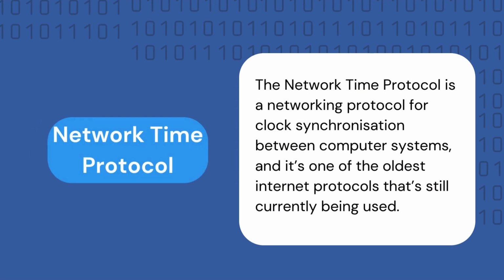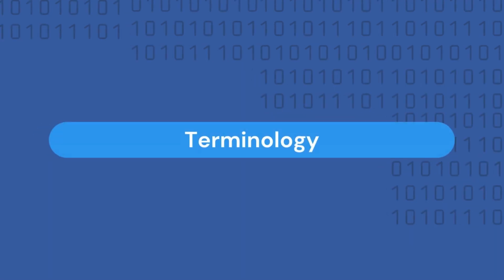The network time protocol is a networking protocol for clock synchronization between computer systems, and it is one of the oldest internet protocols that is still currently being used. Before we start, let's clarify some terminology. First, the client-server model for communication.